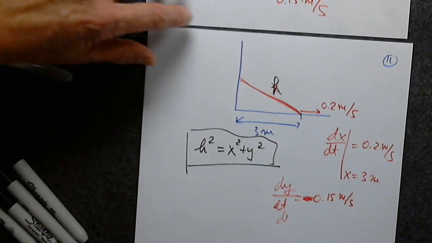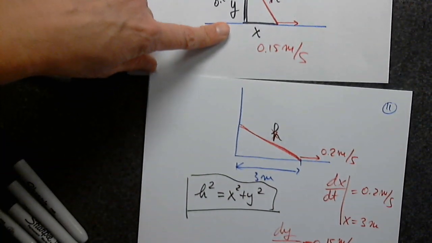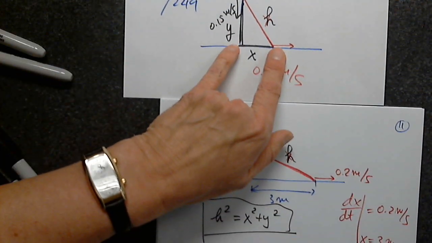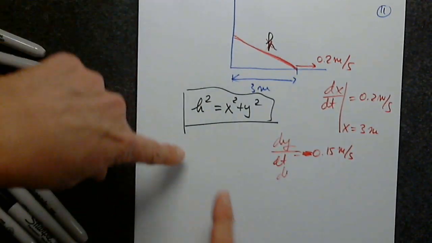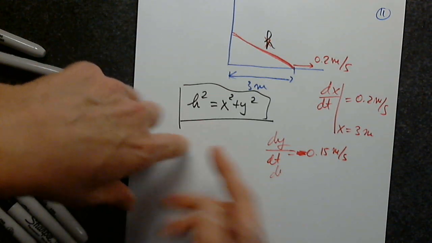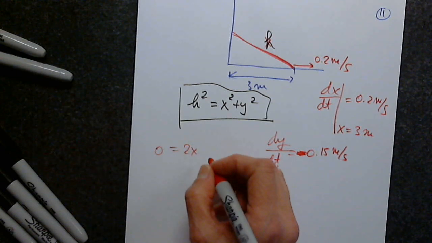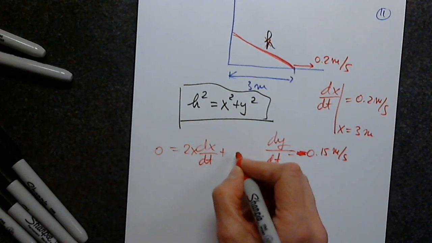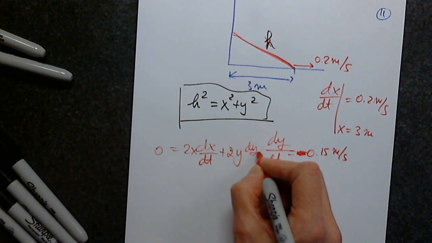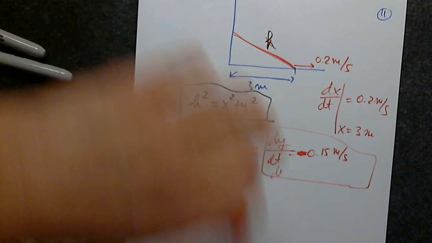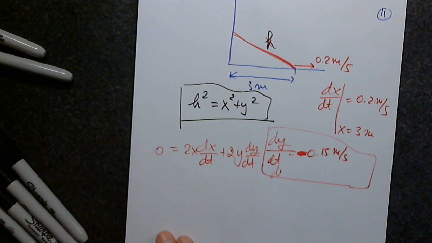Yes? Okay. So we know the Pythagorean theorem, this is the situation. This is decreasing. This is increasing. And we would like to differentiate first. Let's take a look. 0 equals 2x dx over dt plus 2y dy over dt. Why is it 0? When I differentiate a constant... h doesn't change. It's the length of the ladder, right?